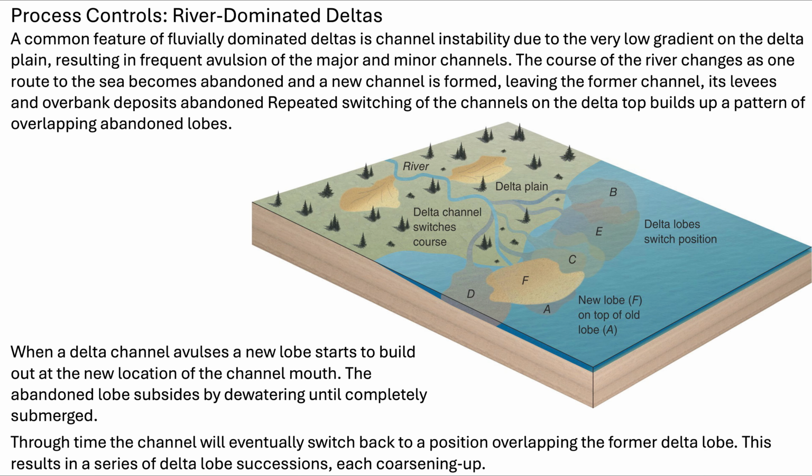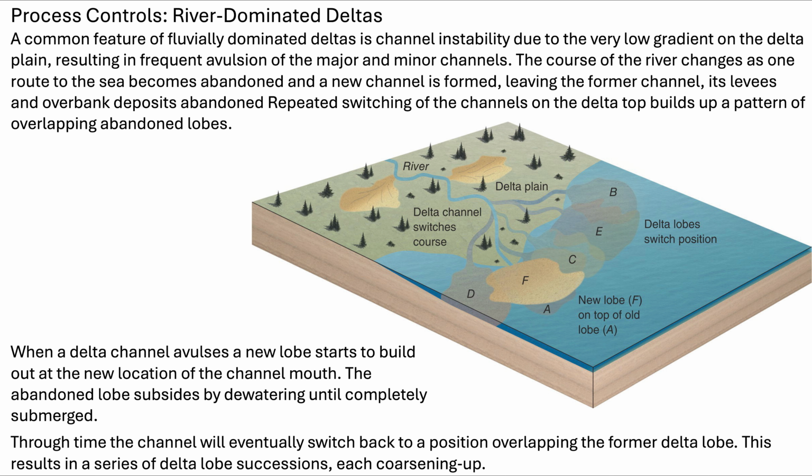A common feature of fluvially dominated deltas is channel instability due to the very low grading on the delta plane, resulting in frequent avulsion of major and minor channels. The course of the river changes as one route to the sea becomes abandoned and a new channel is formed, leaving the former channel. Its levees and overbank deposits are abandoned. Repeated switching of the channels on the delta top builds up a pattern of overlapping abandoned lobes.